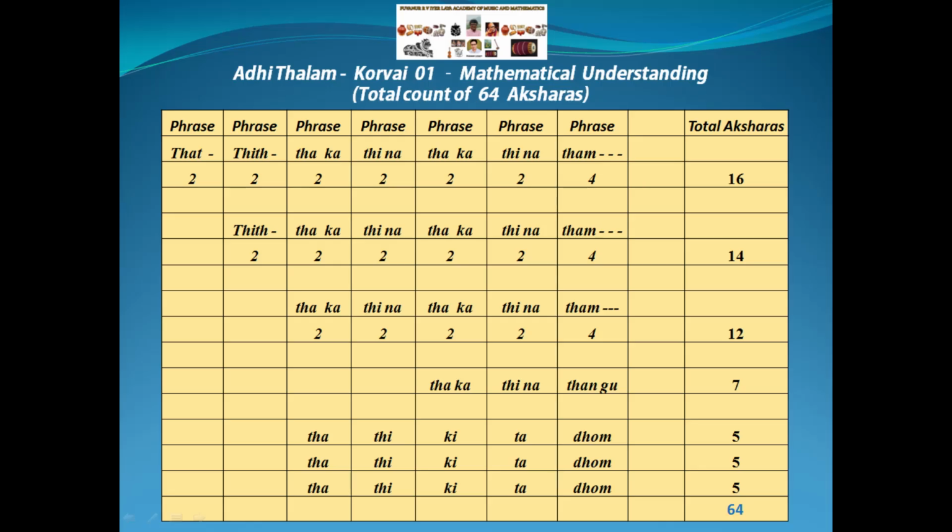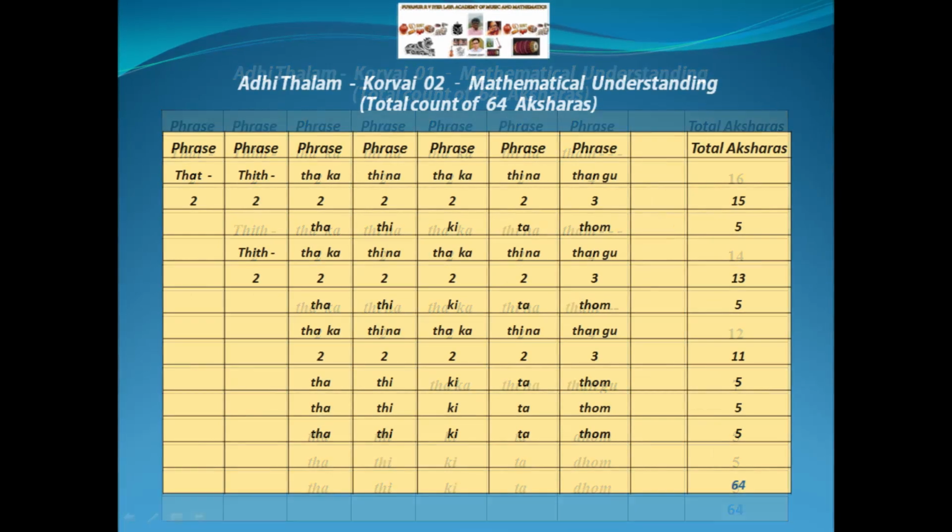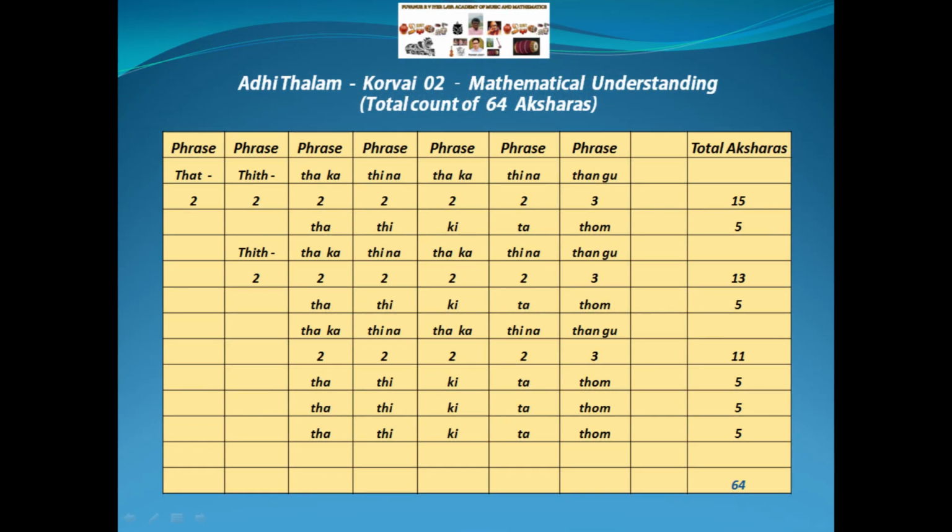Aadhi Thalam, Korvai 2, Mathematical Understanding, total count of 64 aksharas. Interpretation of korvai goes like this. Taddi takadina takadina tang, tadikitatum dit takadina takadina tang, tadikitatum takadina takadina tang, tadikitatum tadikitatum tadikitatum tha.